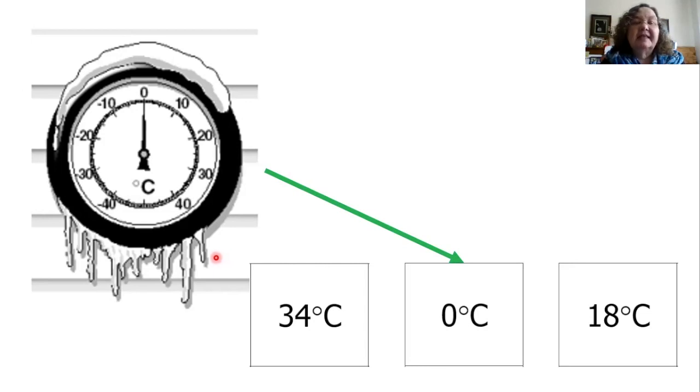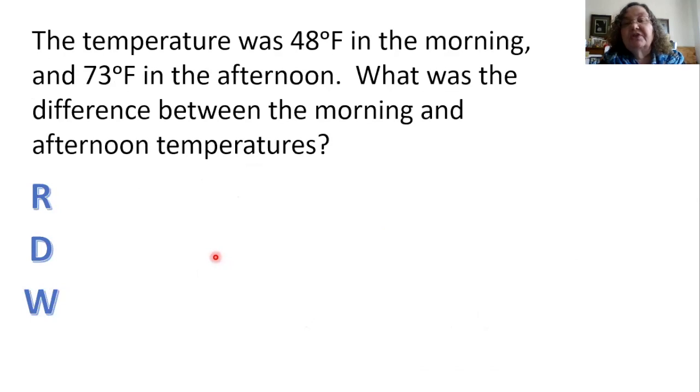All right, now, just for fun, we're going to do a word problem. And remember that in a word problem, we use the RDW to find the answer. So the first one says to read. So read along with me as I read it. The temperature was 48 degrees Fahrenheit in the morning and 73 degrees Fahrenheit in the afternoon. What was the difference between the morning and afternoon temperatures? Okay, so I understand that there was a change in temperature.